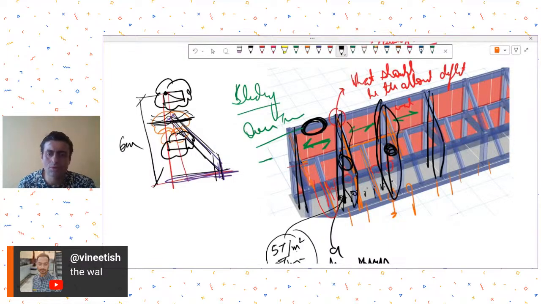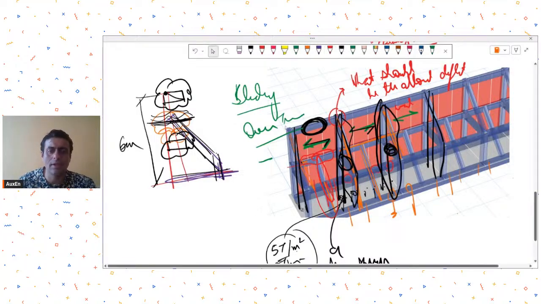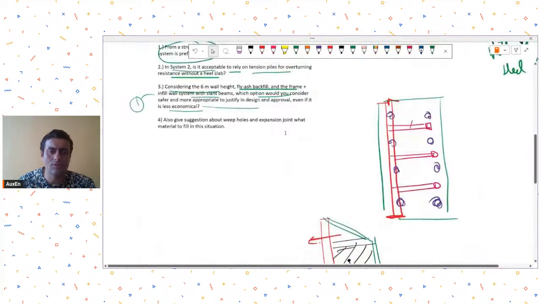You may have to stiffen up, and if you're able to get sort of one way behavior in the slab like this, maybe then you can eliminate this thing and this thing, and maybe that overall costing and overall construction time gets reduced. All right, so think about it, and if there are any doubts we can discuss it further.